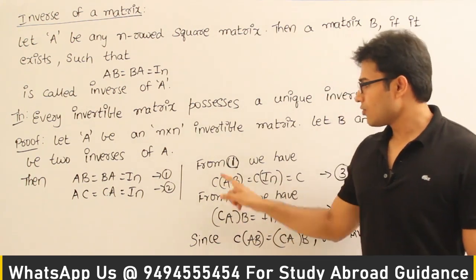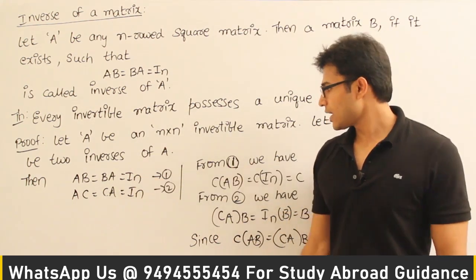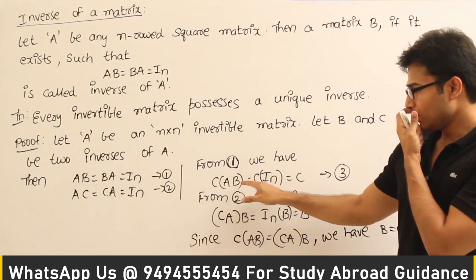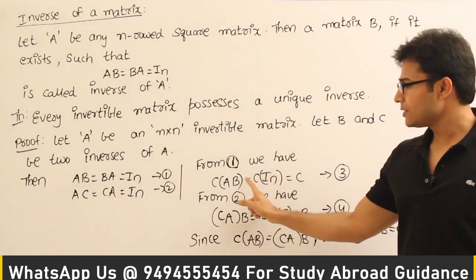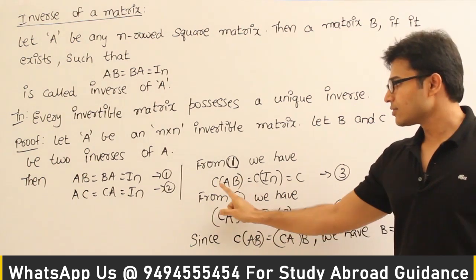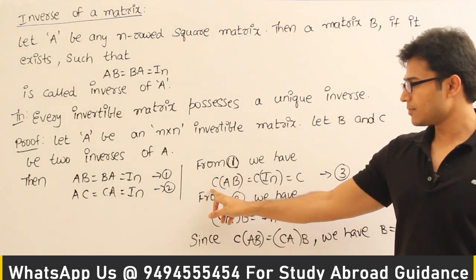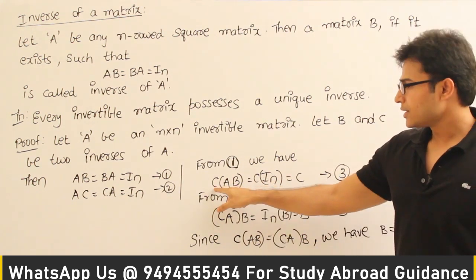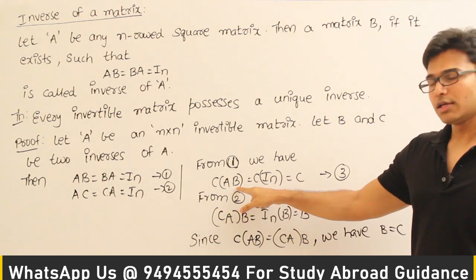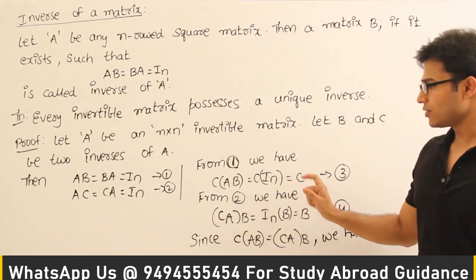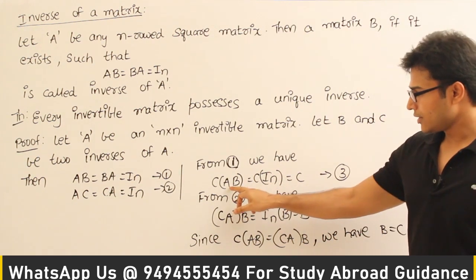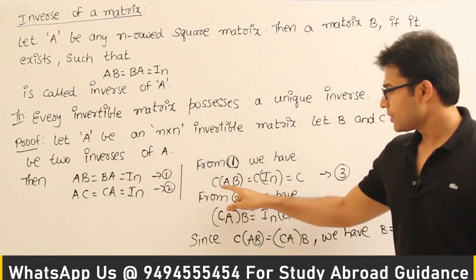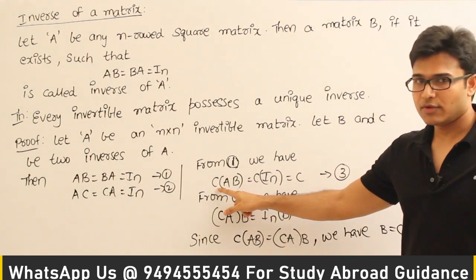Got it? Now from 1, I'll take A into B equal to In, and then I multiply this with C, pre-multiplication, which means I multiply with C on the left side. So what did we get? C into A into B equal to C, because C into In equal to C. Got it? I took AB equal to In, and I multiplied both sides with C from the left hand side.